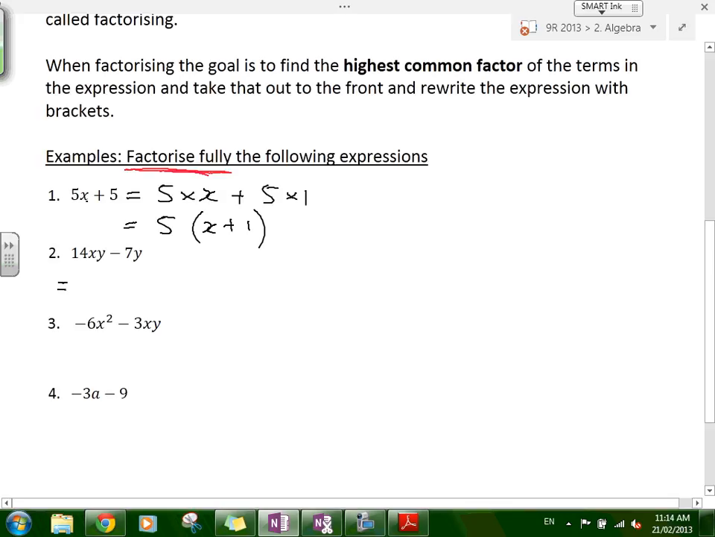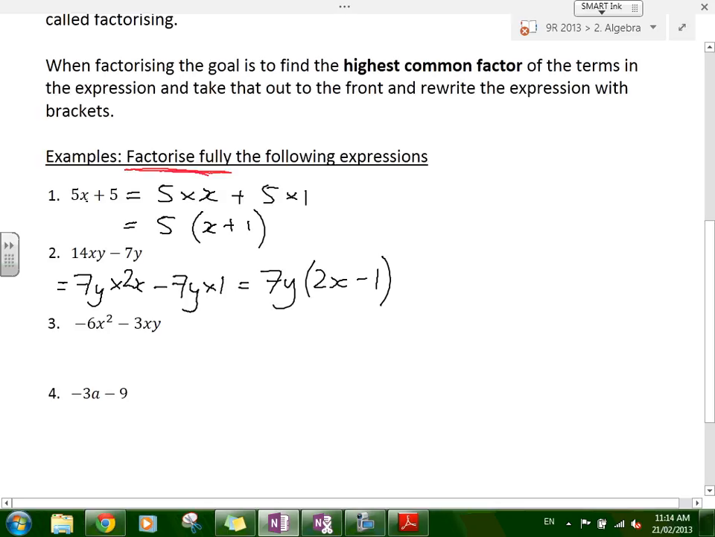Now, we have a look here. If I rewrite it, 7y times 2x minus 7y times 1 equals. What happens when I factorize? I bring the 7y to the front. So 7y, 2x minus 1. Okay? Any questions about what I've done here?